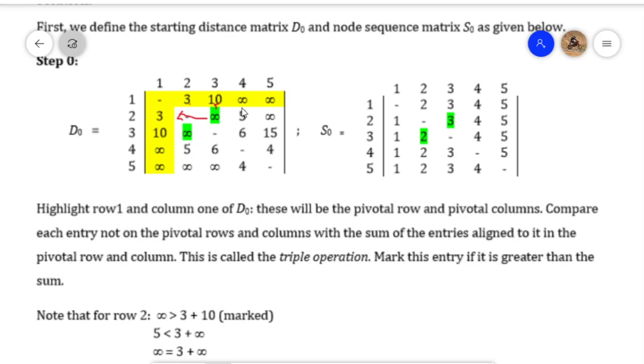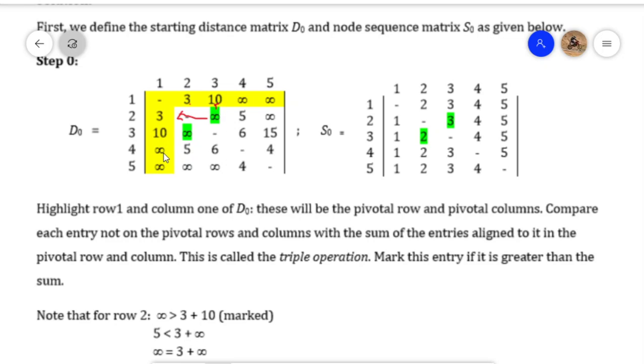6 will be compared with infinity plus 10. Infinity plus 10 is infinity, greater than 6. 15 will be compared with infinity plus 10, which is also infinity, greater than 15. So for this row, this entry will be replaced in the next step.